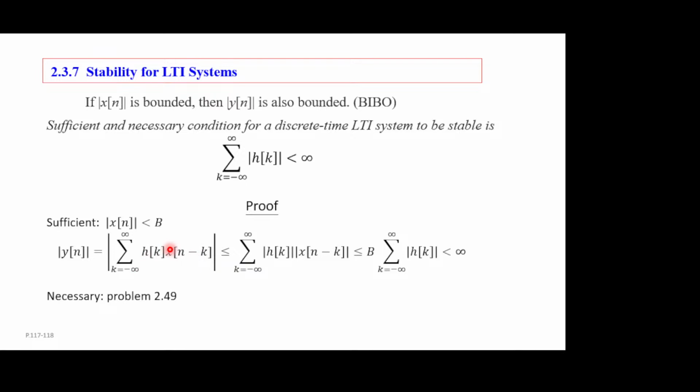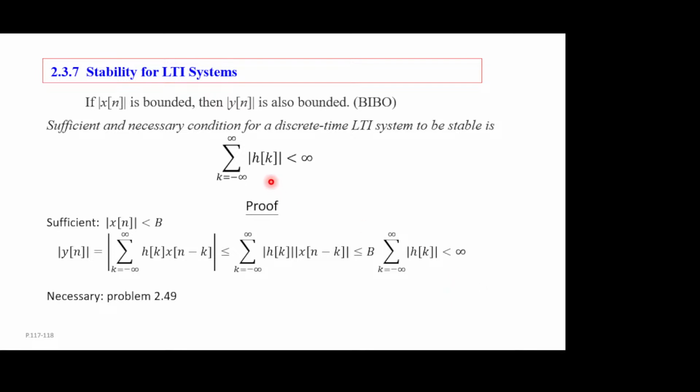Then we break this absolute value and turn it inside the summation. That will actually only make things bigger. This is by the triangle inequality. Then the absolute value of a product equals the product of absolute values, so we can put the absolute value on h of k and the absolute value on x of n minus k.